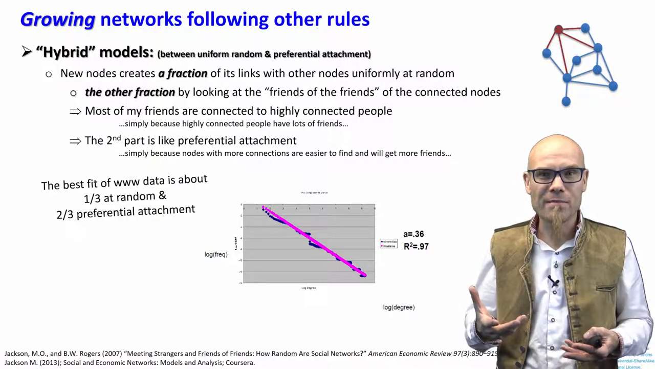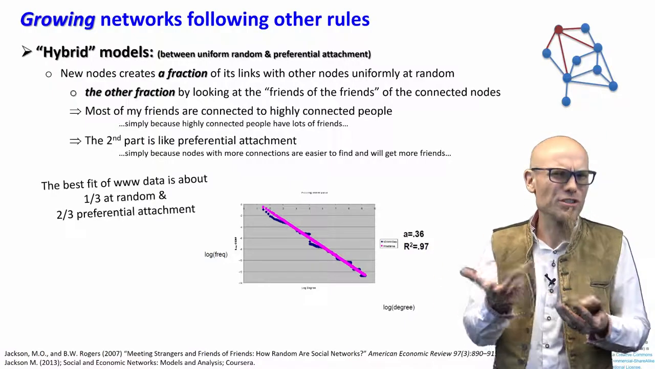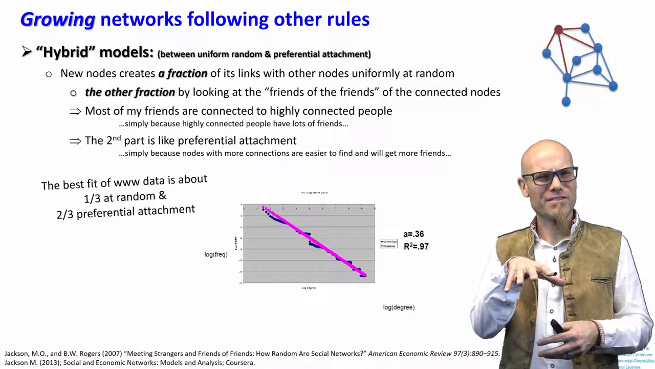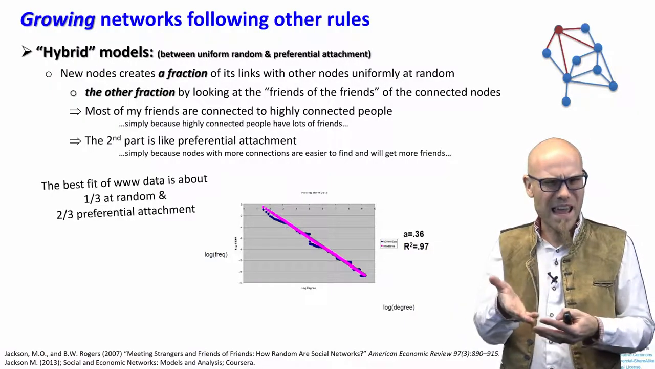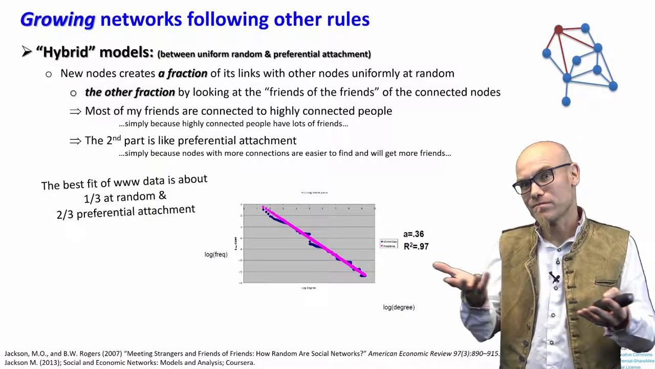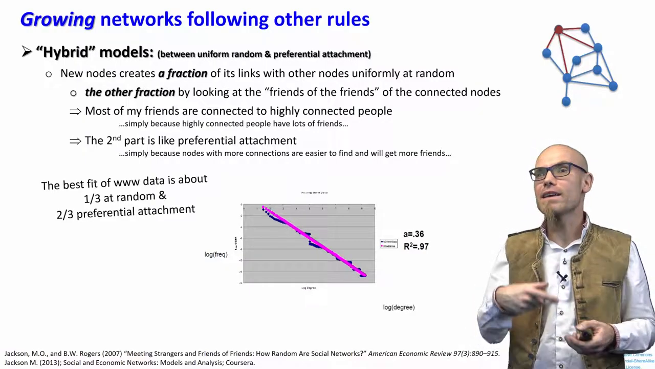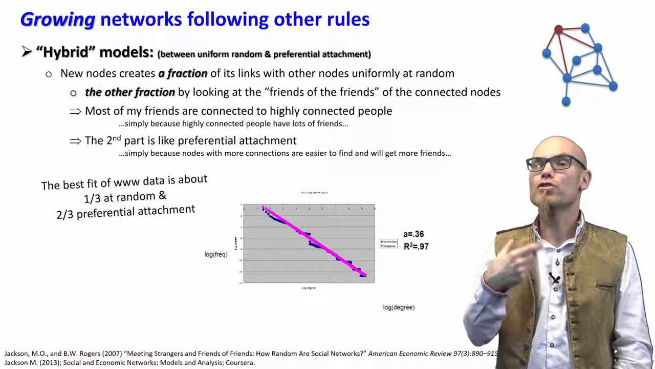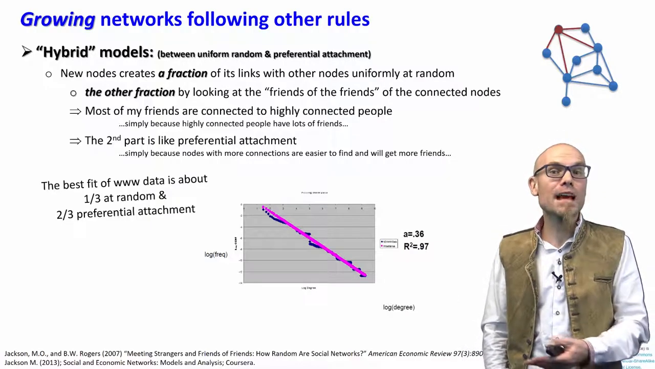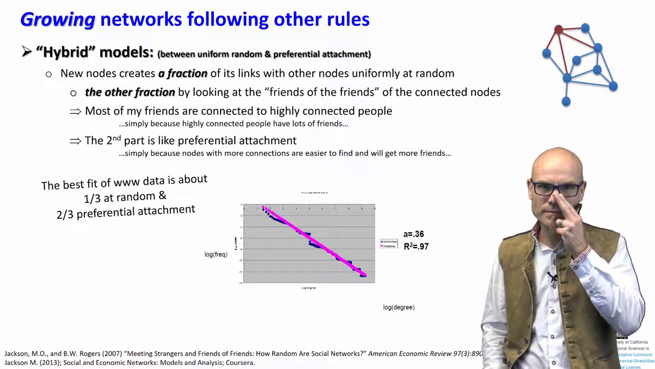If you set up your new website, you randomly connect to some. It might seem random to you, and it might make sense to you who you connect to, but from the overall picture, from the bird's eye view, it would look random. Why do you connect to these random pages? Well, maybe you really like these things. But then for two-thirds, you're driven by this preferential attachment logic. You will connect to highly connected nodes as well. So that's an example of a hybrid model. Now, we mixed random and preferential attachment.